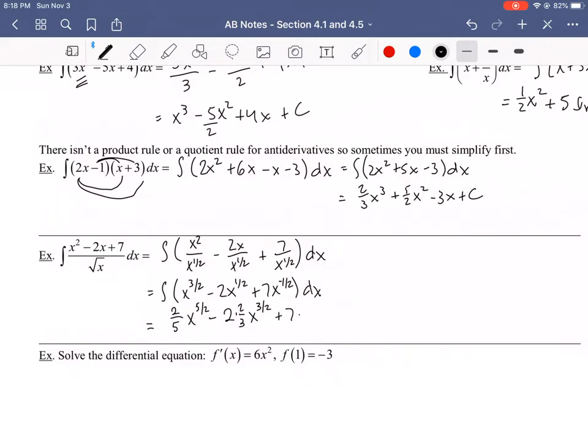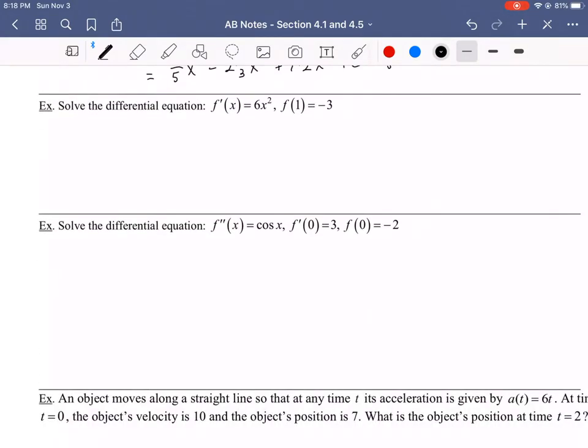Plus, the 7 is going to hang out in the front. X to the negative 1/2 becomes x to the positive 1/2. And dividing by 1/2 is the same as multiplying by 2. And then, of course, don't forget plus c. And all of this is going to simplify to 2/5 x to the 5/2 minus 4/3 x to the 3/2 plus 14 x to the 1/2 plus c.